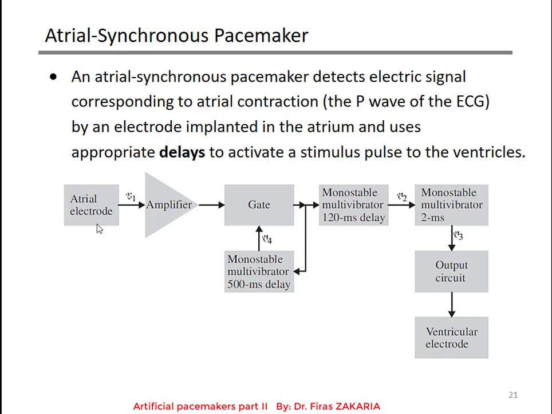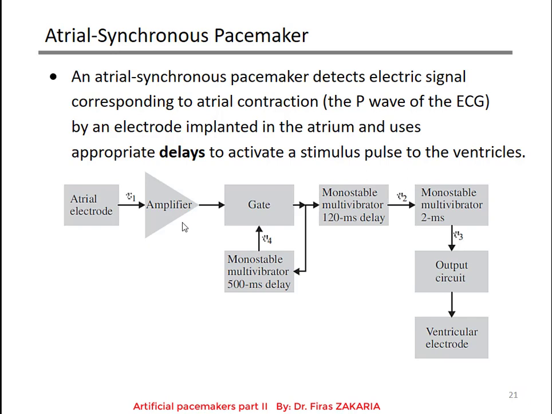So we have an atrial electrode that measures the atrial contraction or the P wave of the ECG. This electrode is implanted in the atrium. This electrode uses appropriate delays to finally activate a stimulus pulse to the ventricle. So at first, V1 here, the voltage here, is detected by this atrial electrode. طبعا هون ال V1 يعني حتكون هي ال pulse that corresponds to each beat. The atrial signal is then amplified using an amplifier.